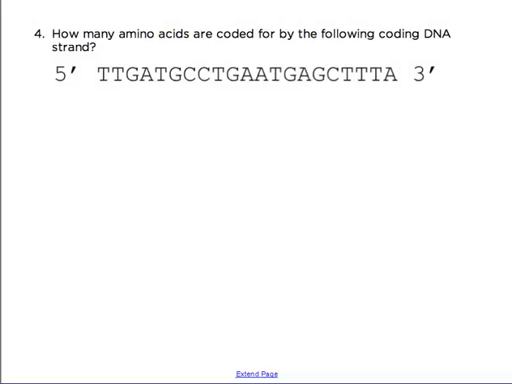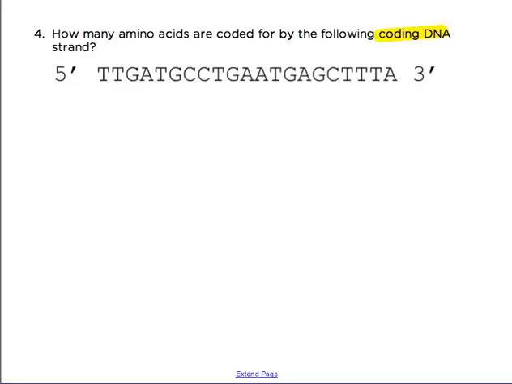Question 4. How many amino acids are coded for by the following coding DNA strand? So you want to take notice that they're giving you the coding strand. Now remember that the coding strand is analogous to the mRNA that's going to be made, except that all of the T's are going to be changed to U's for uracil.